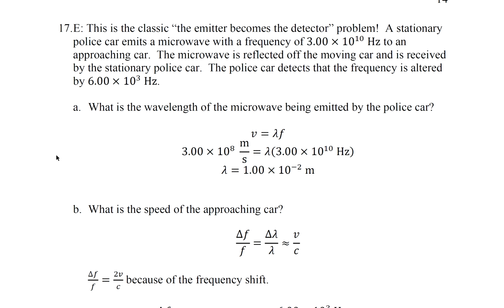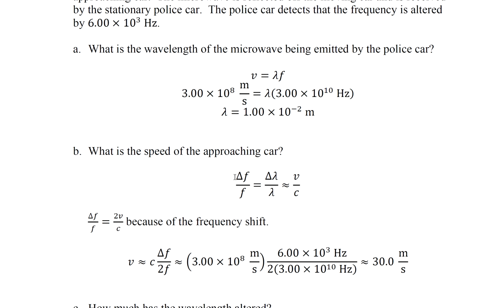Part A, what is the wavelength of the microwave being emitted by the police car? So just use v equals lambda f. We know this is the speed of light. Solve for lambda. Part B, what is the speed of the approaching car?